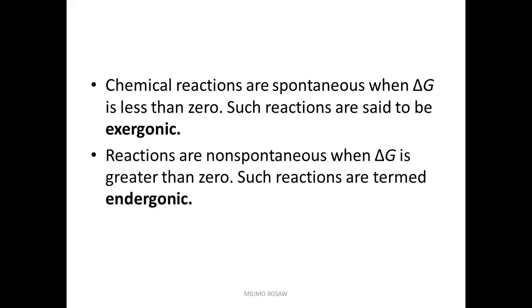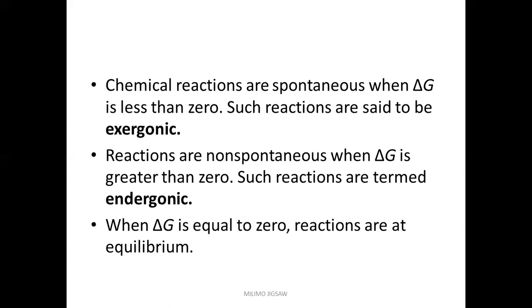Then those that are non-spontaneous are those with Gibbs energy that is positive or greater than 0. And these are referred to as endergonic, as we have mentioned earlier. So when Gibbs energy is equal to 0, the reactions are in equilibrium. So you have exergonic less than 0, endergonic greater than 0, spontaneous less than 0, non-spontaneous greater than 0.